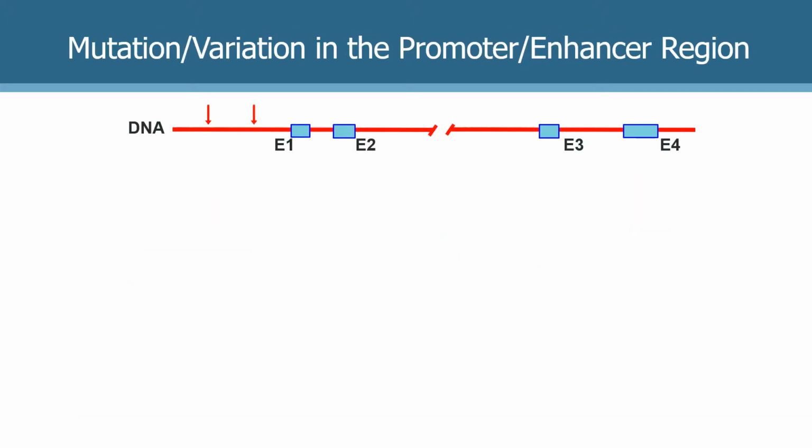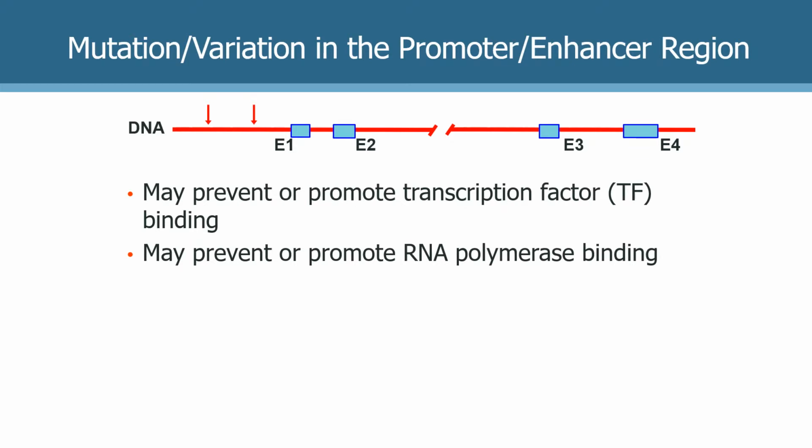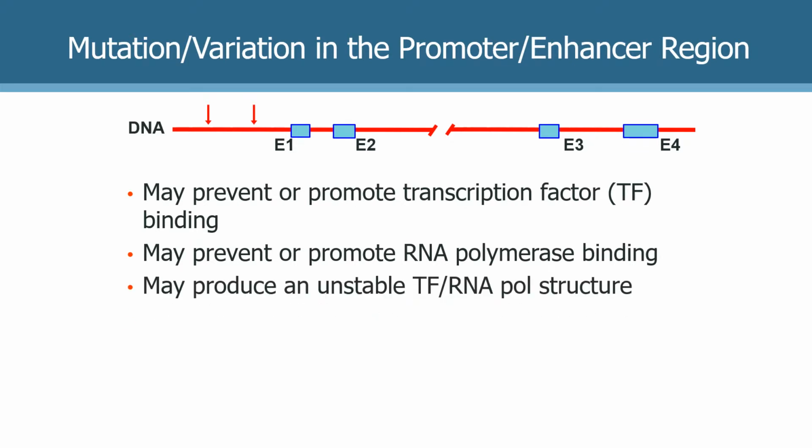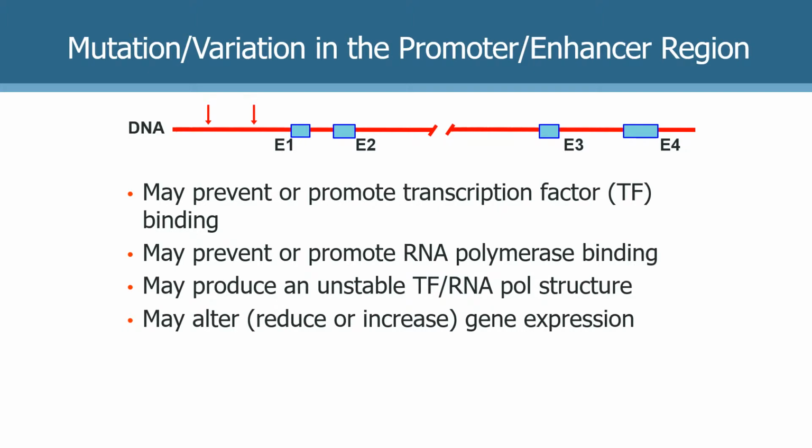Whether a DNA sequence mutation has an overt effect on phenotype depends on where the mutation lies. A mutation or variant in the promoter or enhancer region may prevent or promote transcription factor binding, may prevent or promote RNA polymerase binding, may produce an unstable transcription factor RNA polymerase structure, may alter, either reduce or increase gene expression, or it may have no effect.